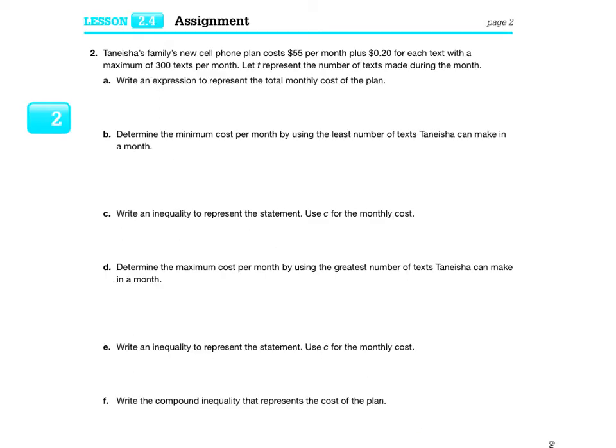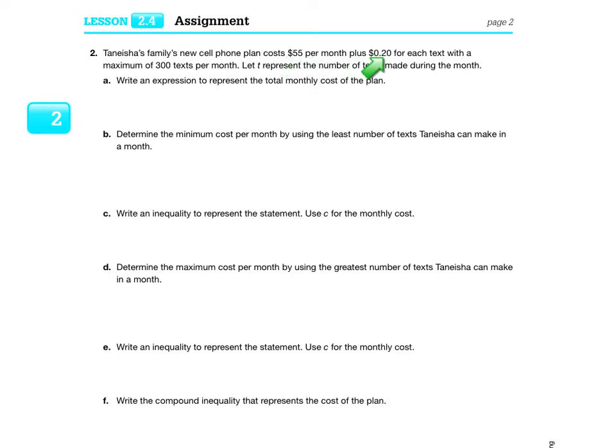Number 2, Tanisha's family's new cell phone plan costs $55 per month, plus 20 cents for each text with a maximum of 300 texts per month. So we're starting off, the bill starts off at $55.